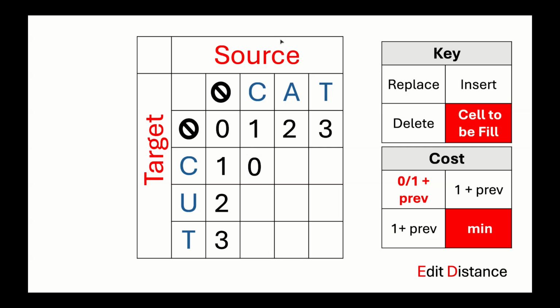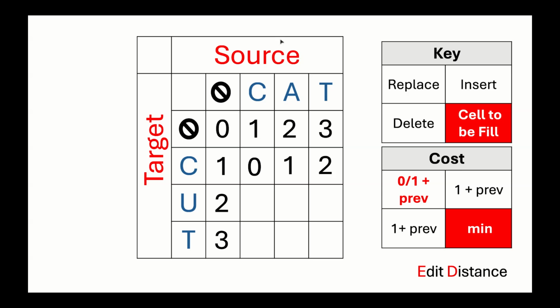Next cell in the same row is A against C. This replacement has a value of 1, because A is not equal to C, plus the previous minimum value of 0, for a total of 1. The last in this row is the cell T against C. Again, this replacement has a value of 1, since these are not the same letters, plus the minimum cell value, which is 1 in this case, to give us a total of 2.